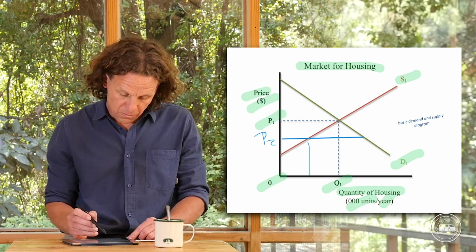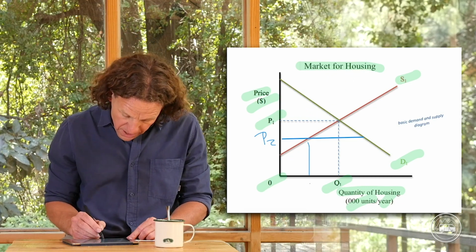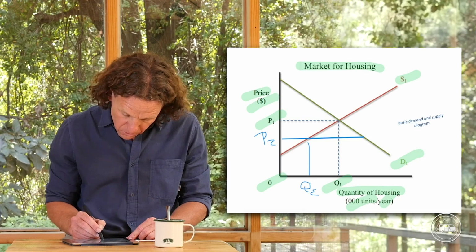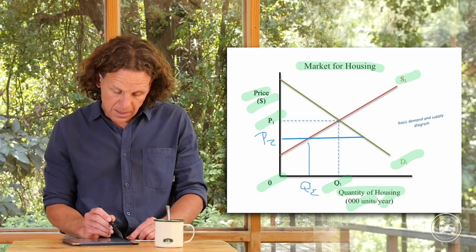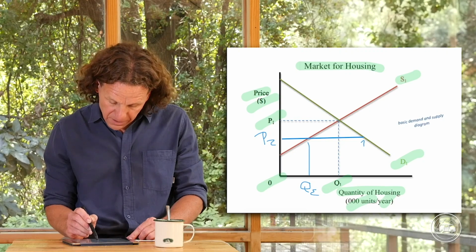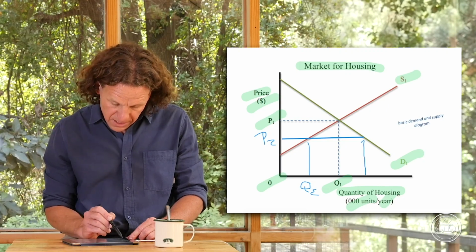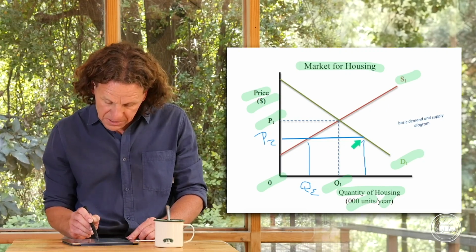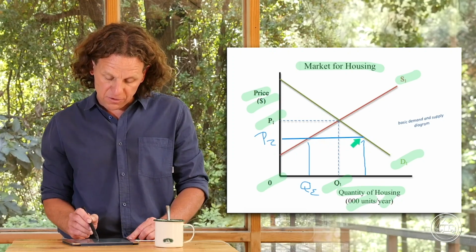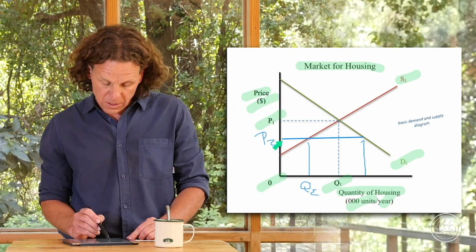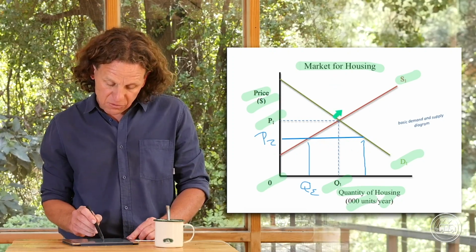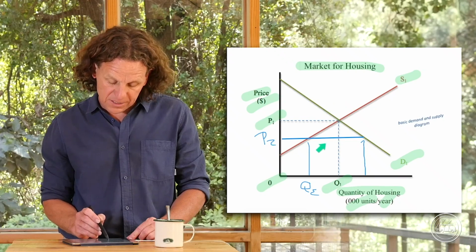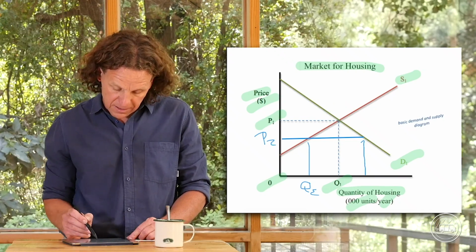So this point right here, we're going to label Q2, okay? And then you got this point over here, which is the place where demanders, the amount of demanders or consumers, how many people would be interested in housing if it were lowered from P1 to P2. And we're going to label that Q3.